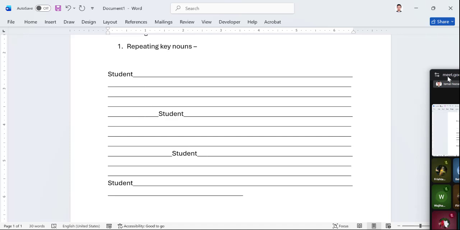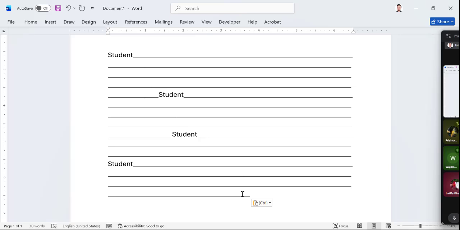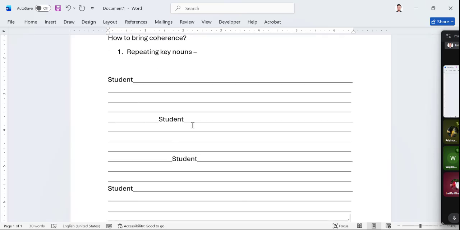So repeating the key noun, repeating the keyword throughout our text will help us to bring that smooth flow, that step-by-step connection throughout our writing. It might be in our email, it might be in our academic discussion task, or when we are writing a personal experience essay. So any kind of writing. So it is the first way that we can have that same logical and smooth flow of ideas.